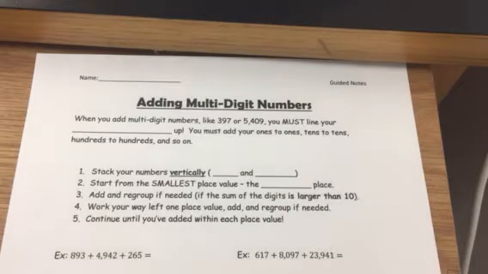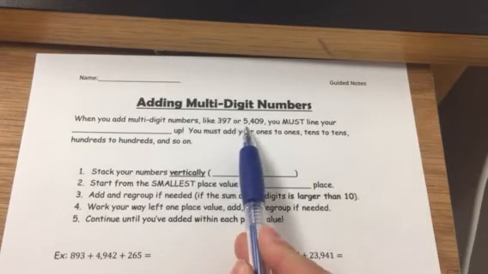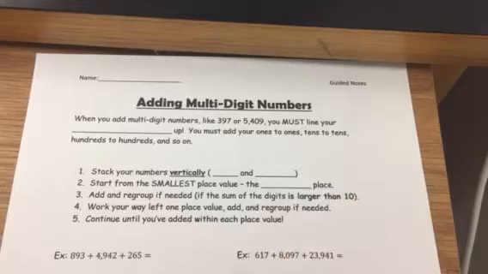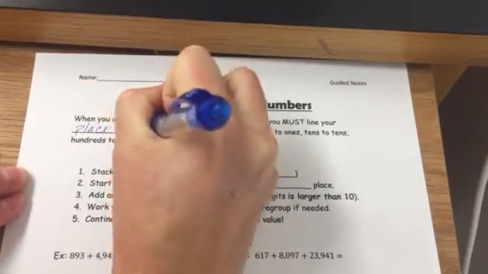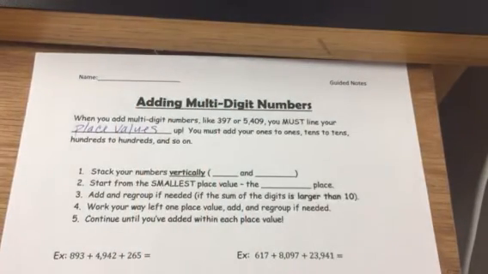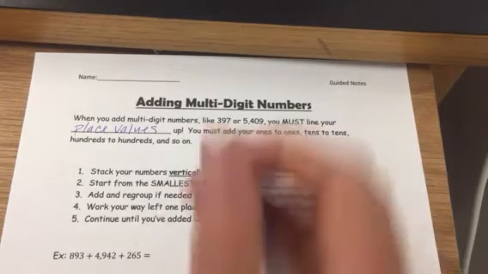So let's walk through the process. When you add multi-digit numbers like 379 or 5,409, you must line your place values up. It's really important that you add your ones to your ones, tens to your tens, hundreds to hundreds, thousands to thousands, 10,000s to 10,000s, 100,000s to 100,000s, and so on. I think it's easiest when you're adding multi-digit numbers to stack your numbers vertically. That means up and down.